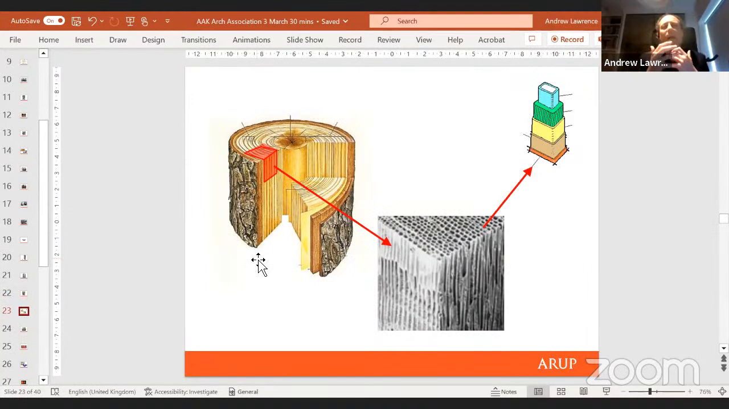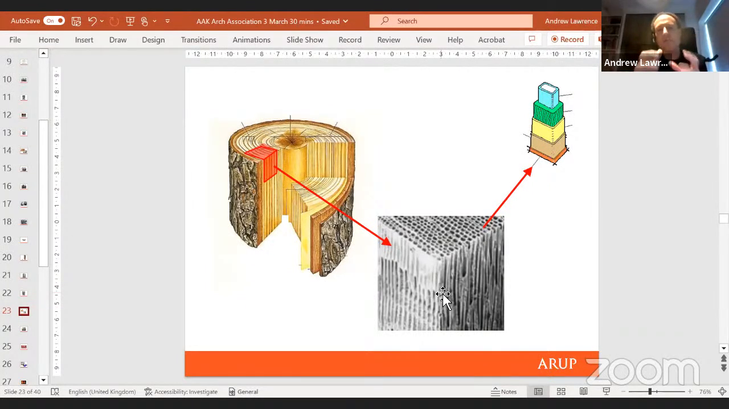The point is that timber is very different from the materials we are used to using. If we think about the function of a tree, the function of a tree is to get water from the ground up to the leaves. And so we can really think about a tree like a bundle of drinking straws. What you're looking at here is actually a microscopic image of the trunk of a tree. And you can see it's just like a bundle of drinking straws.